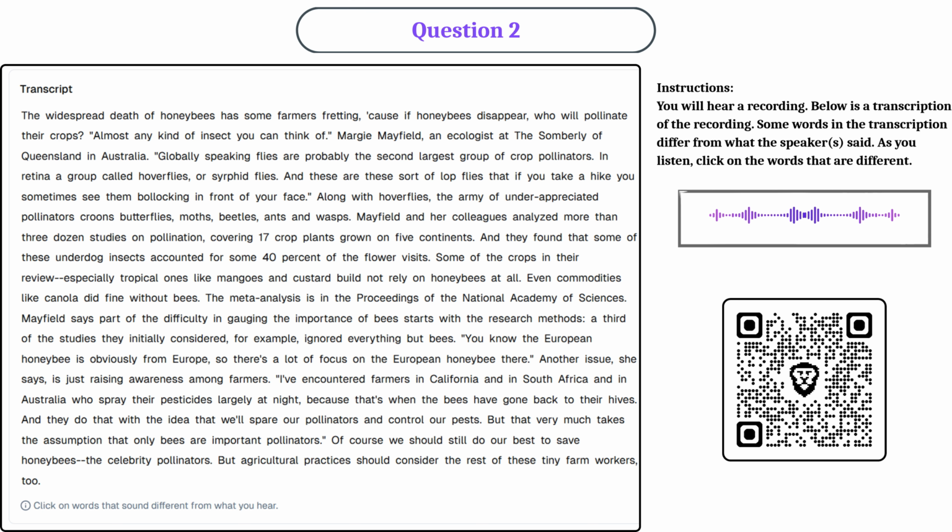These are sort of large-eyed flies that if you take a hike, you sometimes see them hovering in front of your face. Along with hoverflies, the army of underappreciated pollinators includes butterflies, moths, beetles, ants, and wasps. Mayfield and her colleagues analyzed more than 36 studies on pollination, covering 17 crop plants grown on 5 continents. And they found that some of these underdog insects accounted for some 40% of the flower visits.